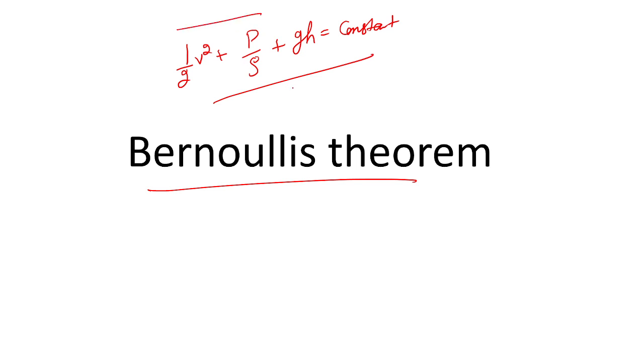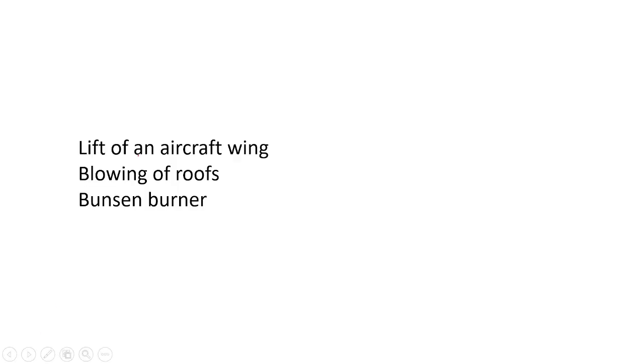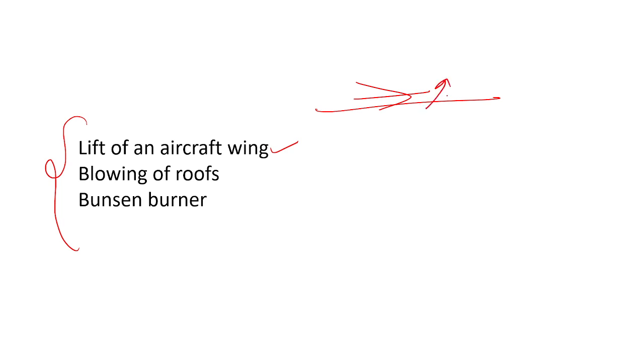This is very interesting, and on the basis of this equation we can explain all these applications. There are many applications in our daily life, but I have chosen only a few with which you are familiar. First is the lift of an aircraft wing. When an aeroplane is moving on a runway at a very fast speed, it gets lifted up, meaning something is pushing the aeroplane upward, so it flies away from the runway.